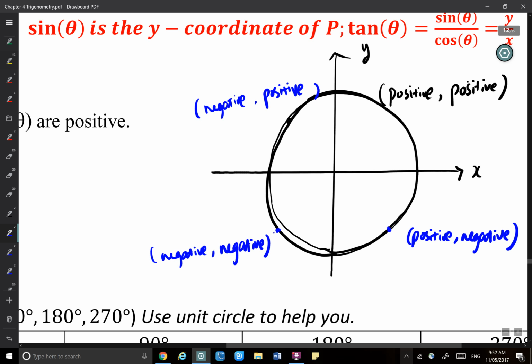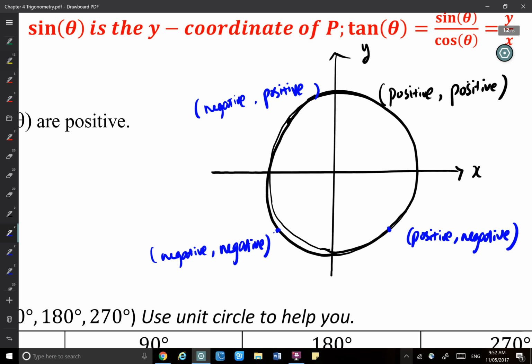It doesn't matter what point is actually touching, it always has this property. In the first quadrant it's always positive, in the third quadrant it's always negative, and in the second and fourth quadrants one is positive, one is negative. So does the x value represent cosine or sine?